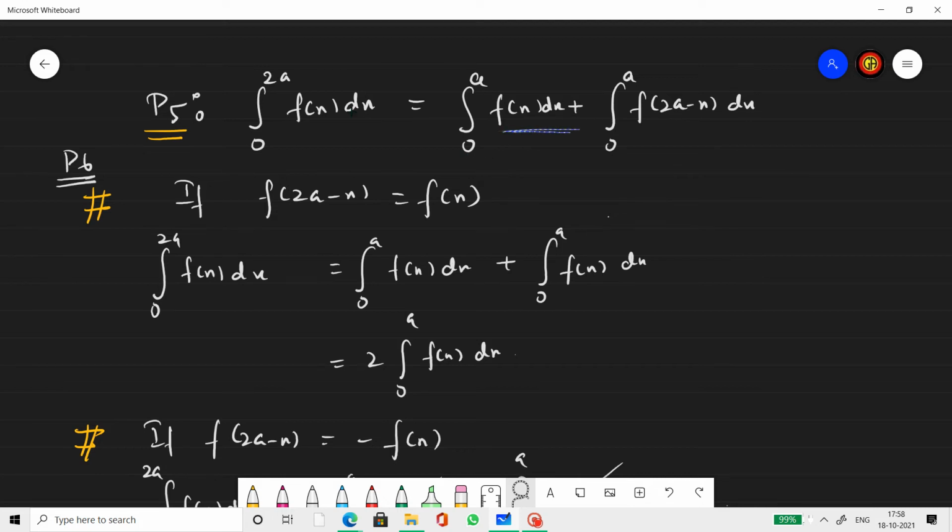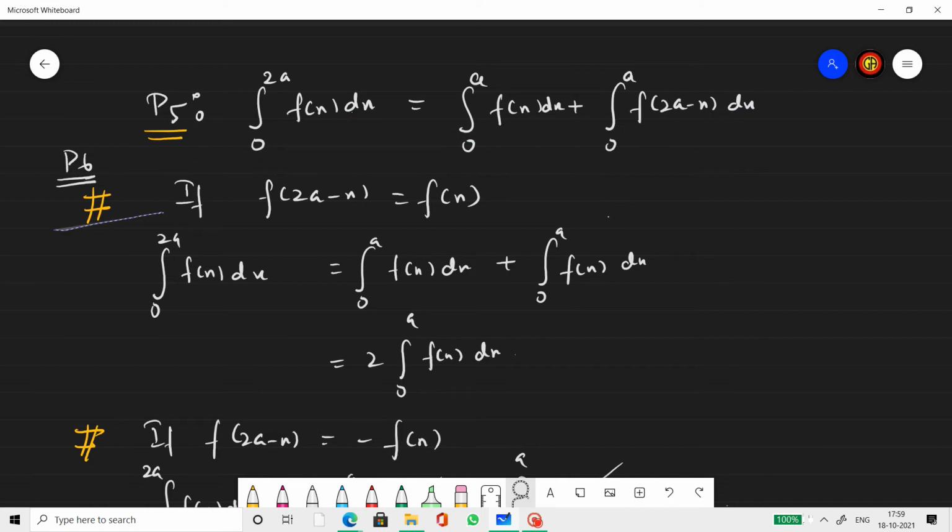Integration from 0 to a of f of x dx plus integration from 0 to a of f of 2a minus x. This is by the substitution method. So when the question is in the form of integration from 0 to 2a of f of x dx, it can be written as integration from 0 to a of f of x plus integration from 0 to a of f of 2a minus x dx. So this is property 5, where we expand the question like this.